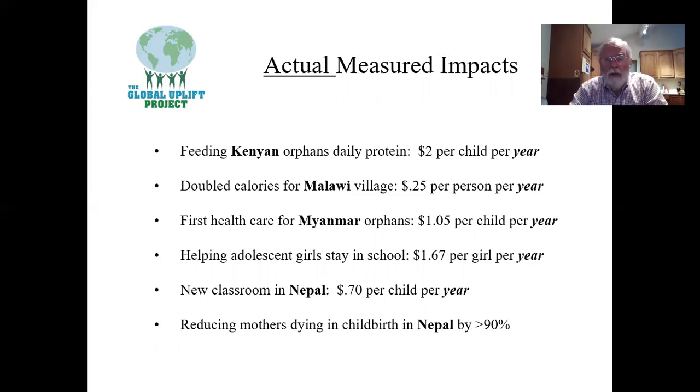We built the first healthcare system for a group of about 230 orphans in a village in Myanmar. $5 per child per year. There's the one of the Girls Equality Project, helping the girls stay in school for $1.67 per girl per year. We just finished a new classroom in Nepal. Costs 70 cents per child per year to make that classroom available to those children. Is it worth 70 cents so that a child can have a classroom for an entire year? It's crazy. It is. And finally, there's the figure for the birthing centers in Nepal.